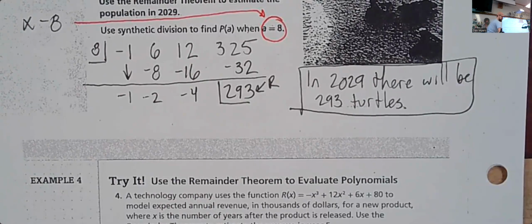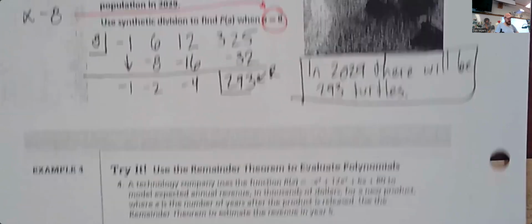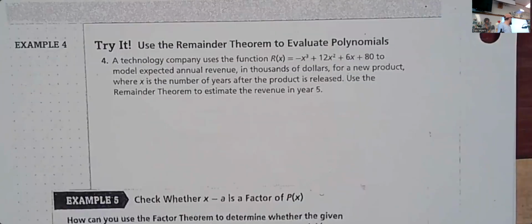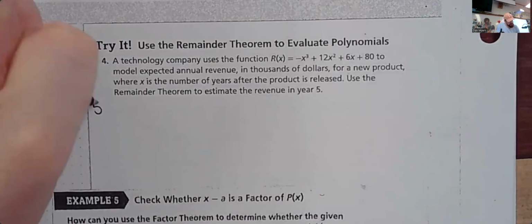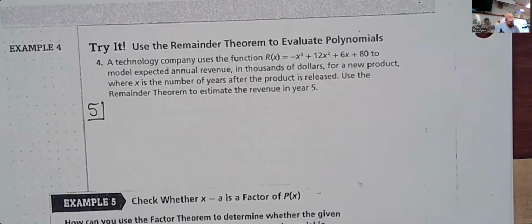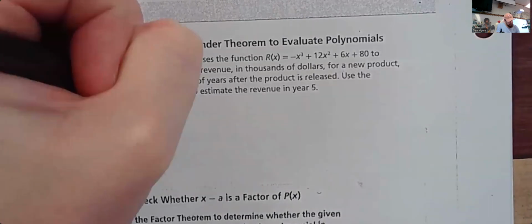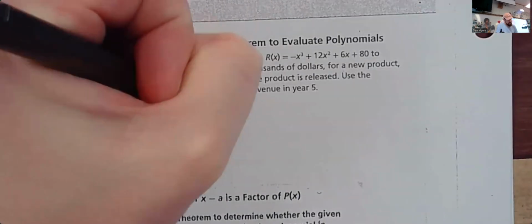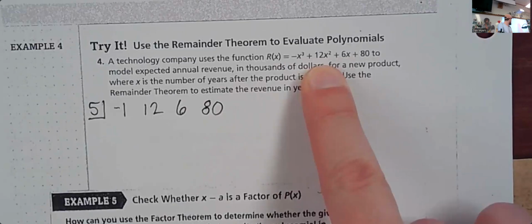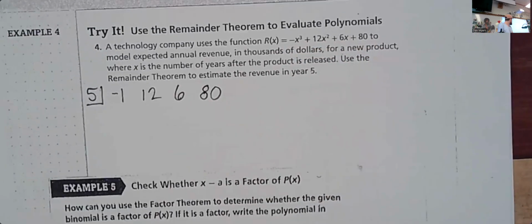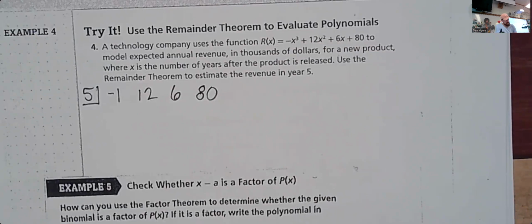Okay. Anybody have an answer? What's the revenue? 285,000? Okay, let's find out. So, what is our value for A in this one? 5. A equals 5. All right. So we're going to say 5. And then coefficients of -1, 12, 6, and 80, from that polynomial right there. All the coefficients. If we were skipping any, we'd use 0, but we don't need to skip any because they're all there.